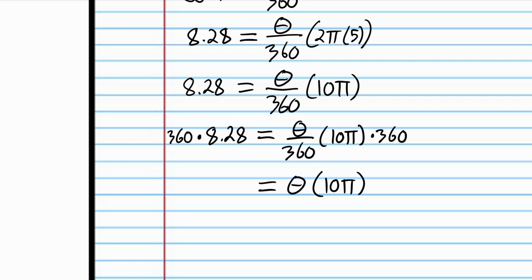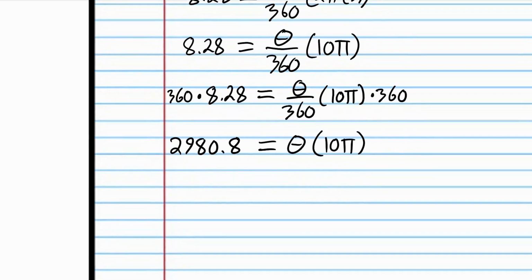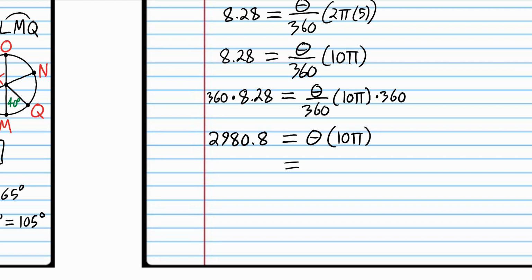And then with your calculator you can do 8.28 times 360, and that gives us 2980.8. You don't really have to show all these steps if you don't have trouble with this arithmetic, but a lot of students are going to have trouble with this. So then you're going to divide both sides by 10 pi. So then we get 2980.8 over 10 pi. I'm not going to show the division, so all we have to do is just calculate that number.